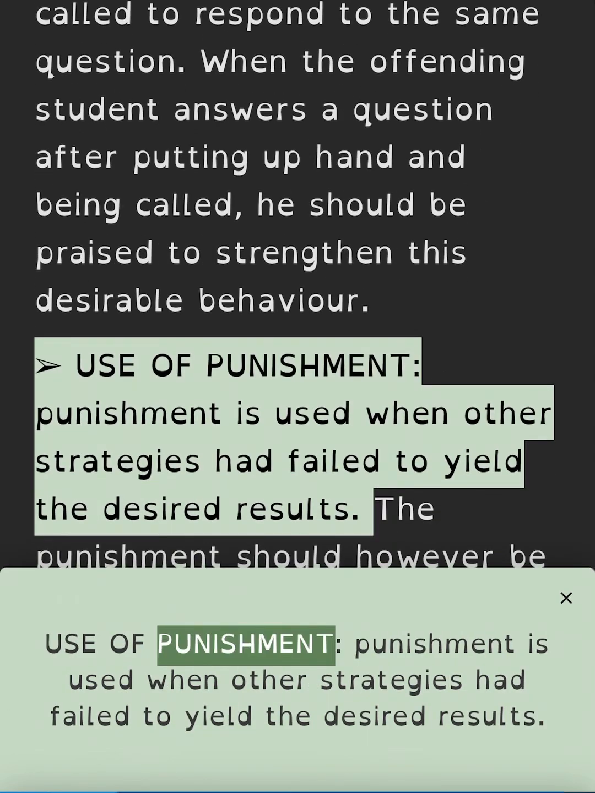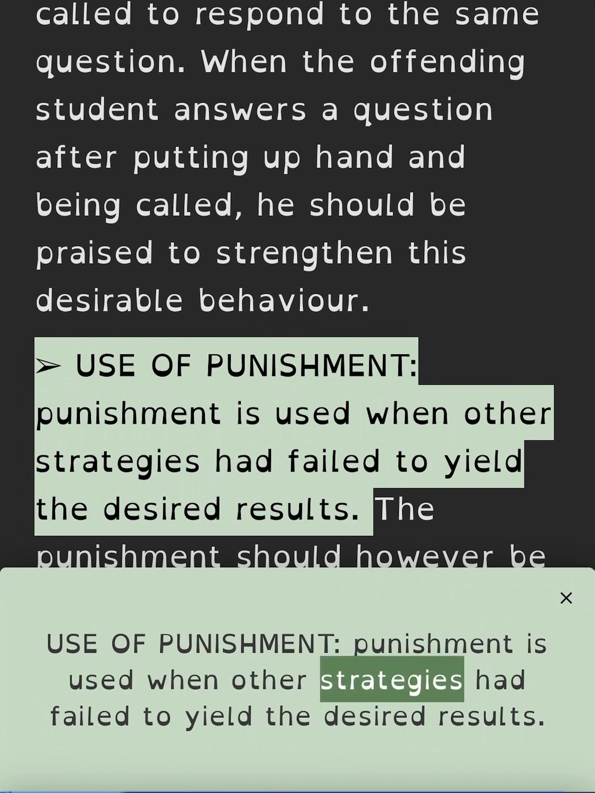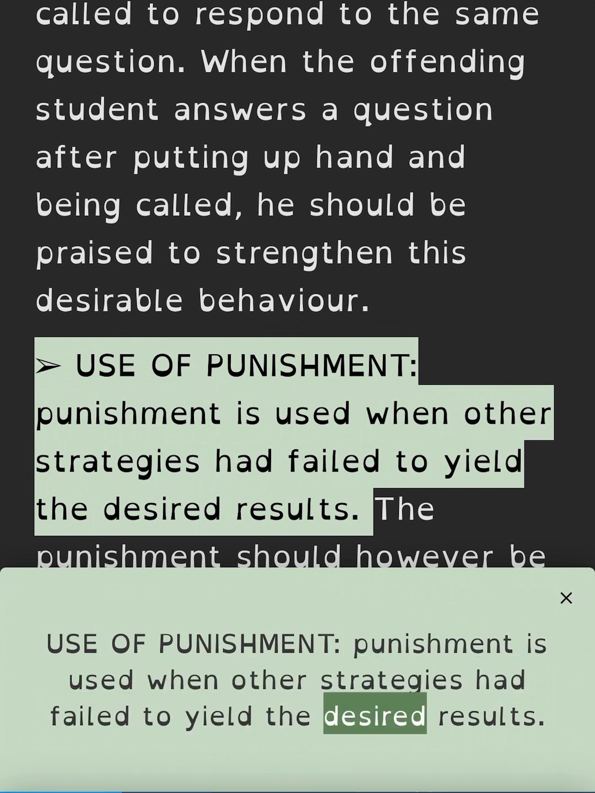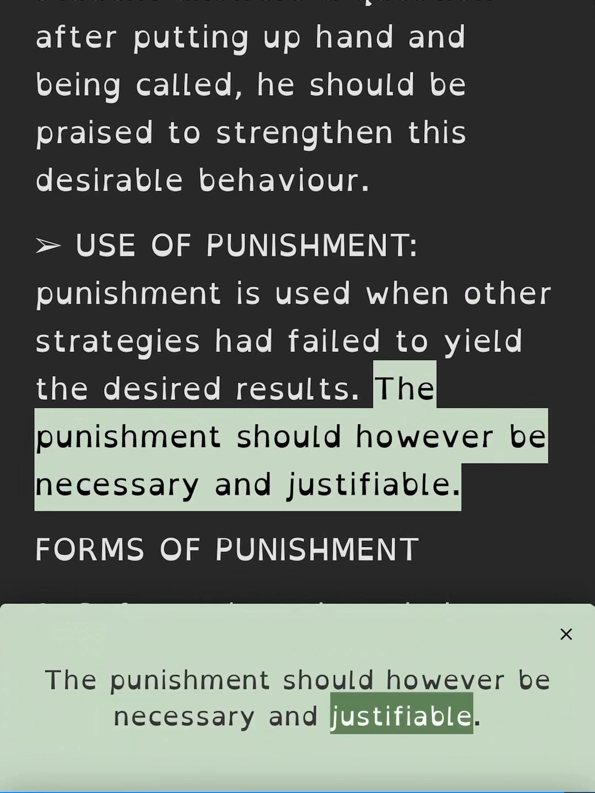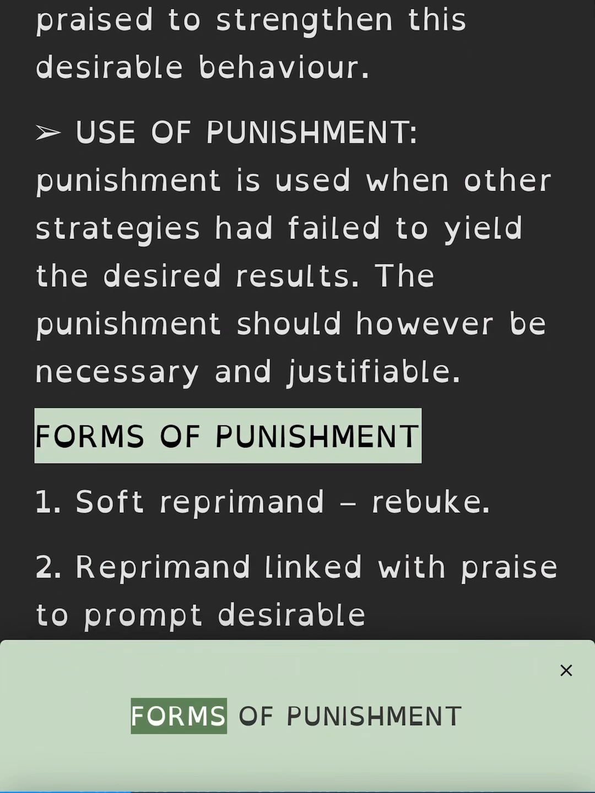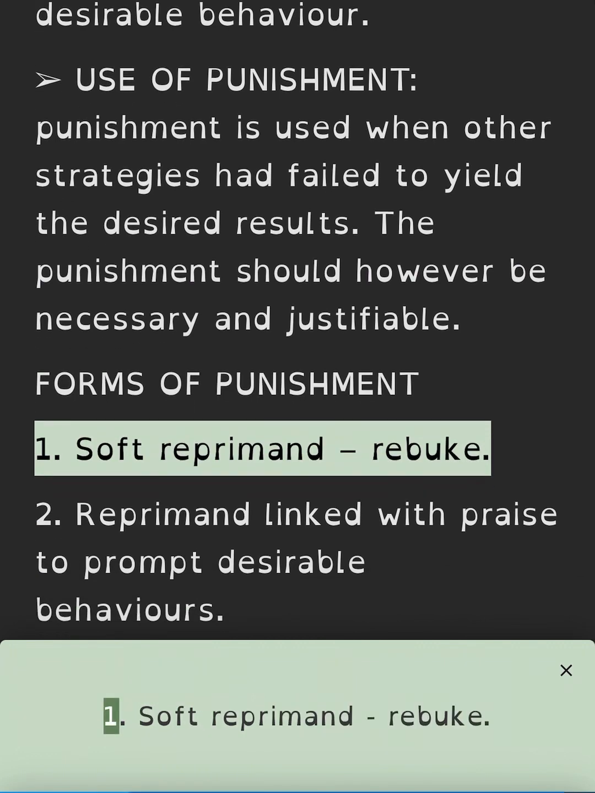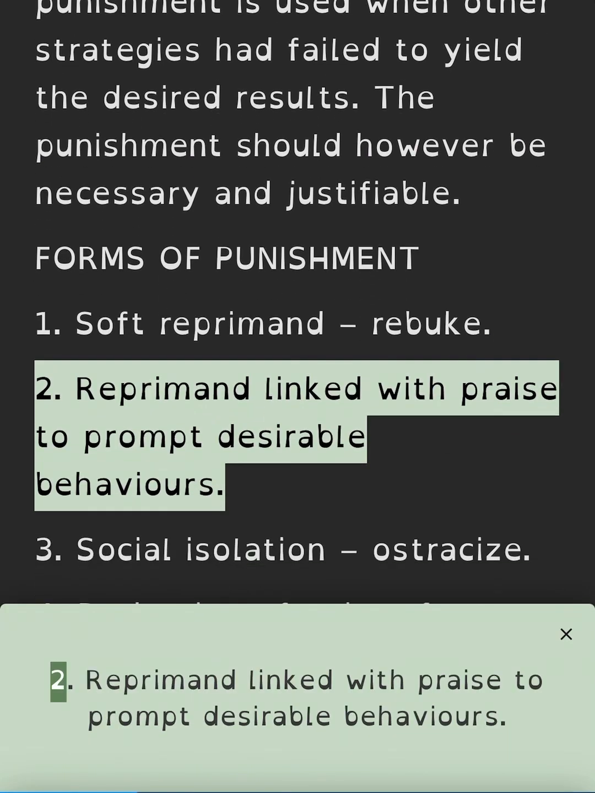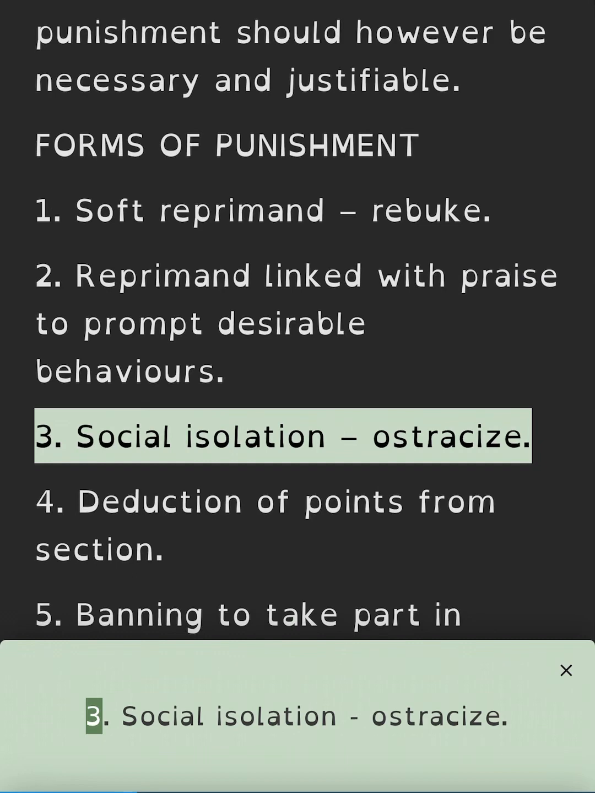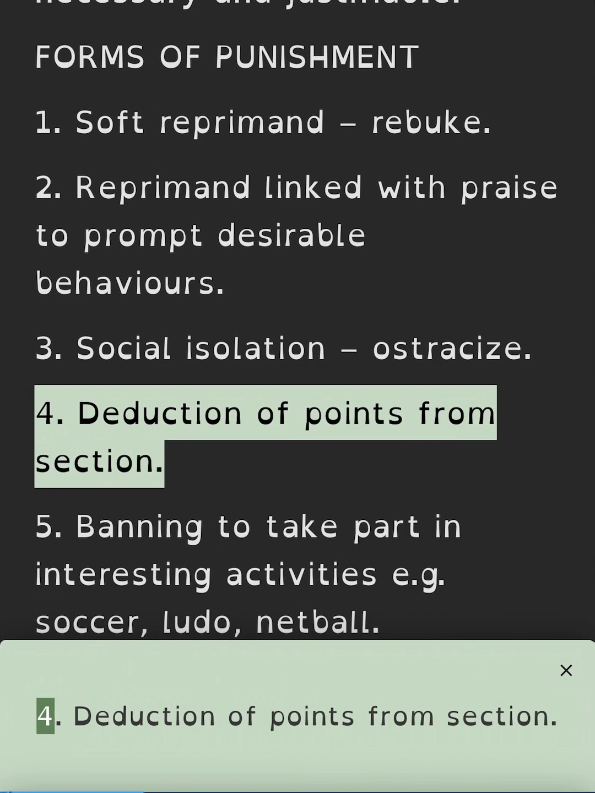Use of punishment. Punishment is used when other strategies have failed to yield the desired results. The punishment should, however, be necessary and justifiable. Forms of punishment: 1. Soft reprimand, rebuke. 2. Reprimand linked with praise to prompt desirable behaviors. 3. Social isolation, ostracize.